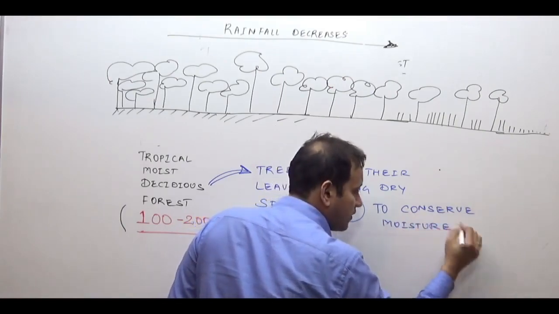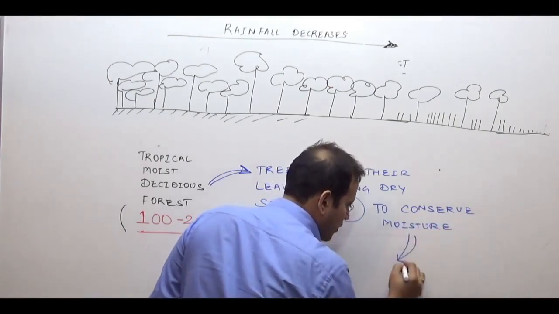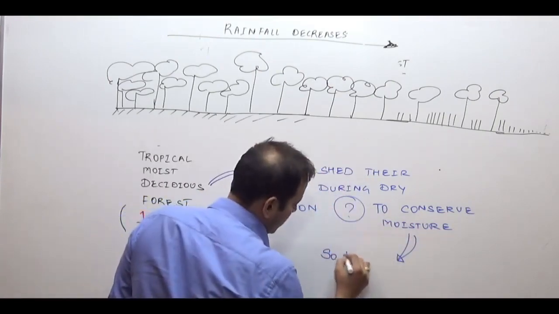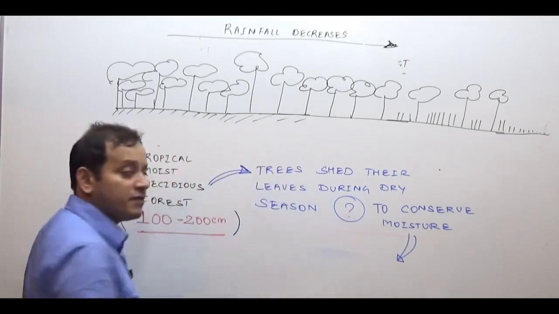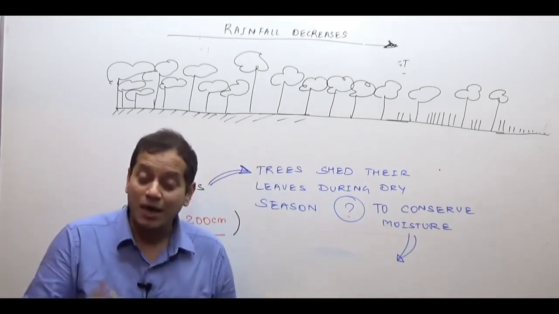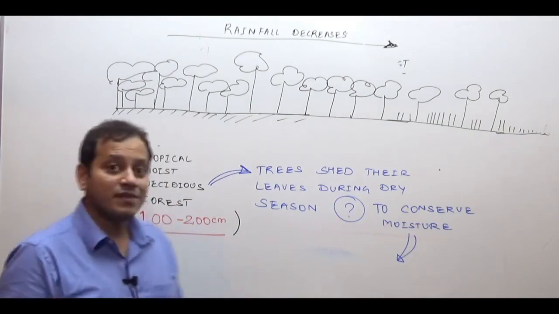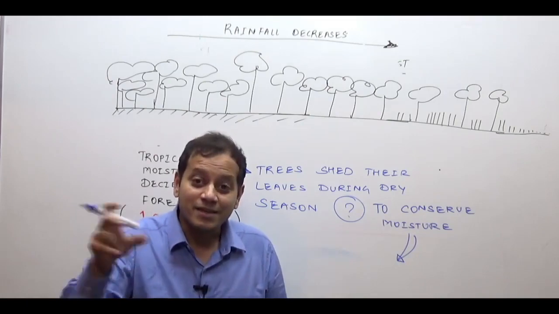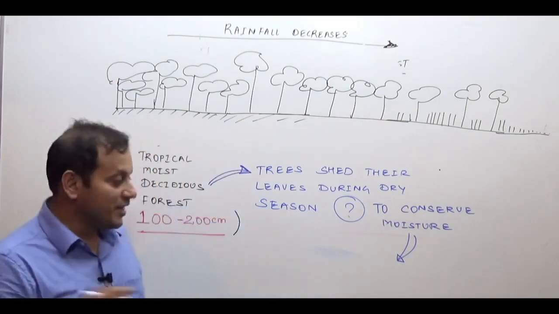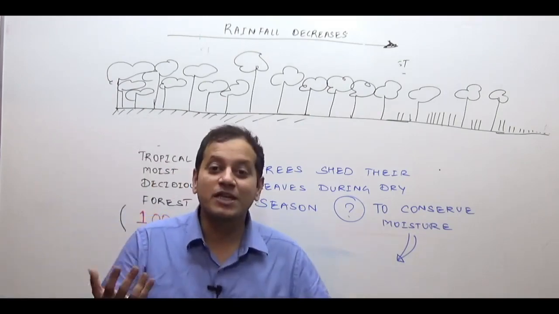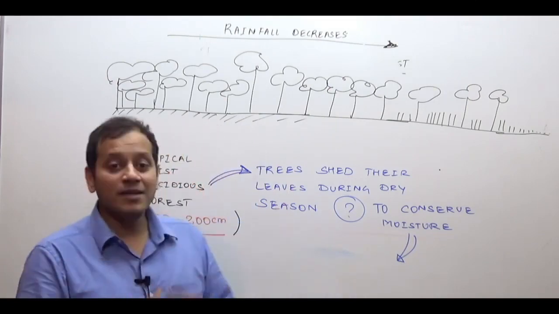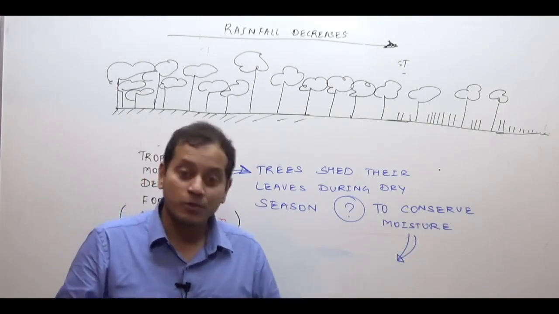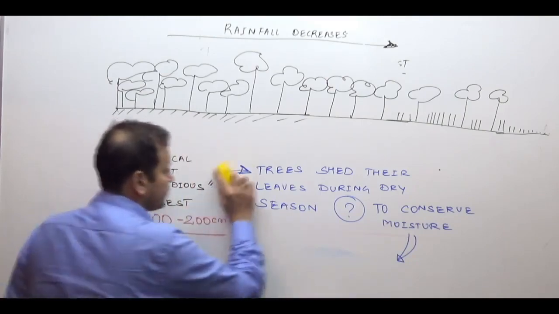How to conserve the moisture? By shedding their leaves, they conserve moisture. But how do they conserve moisture? By shedding the leaves, they stop the potential evapotranspiration, that is the giving away of moisture through the leaves.